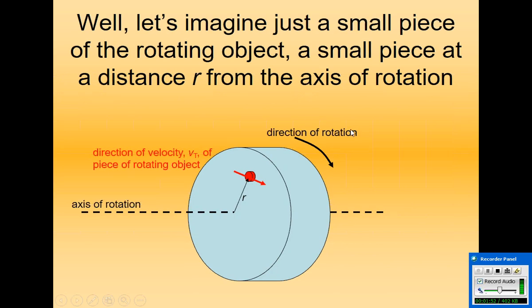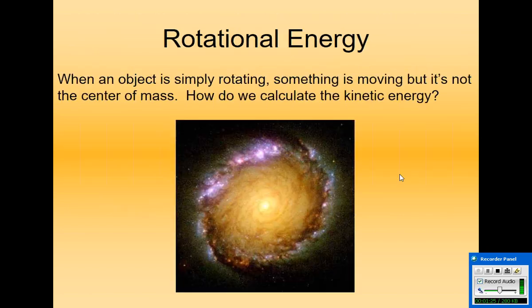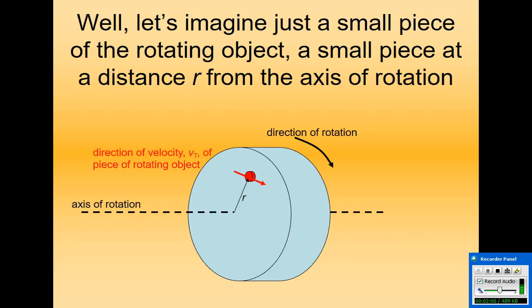Let's start by taking a look at a small piece of the wheel. Some small piece that is a distance r from the axis of rotation, and it has some small value for the mass m. We can calculate the kinetic energy of that piece because it goes as 1/2 mv squared. It's just that in this case, the v is the tangential velocity, because it's going around in a circle. So 1/2 times the mass of that little piece times the square of the tangential velocity would be the kinetic energy of that little piece.